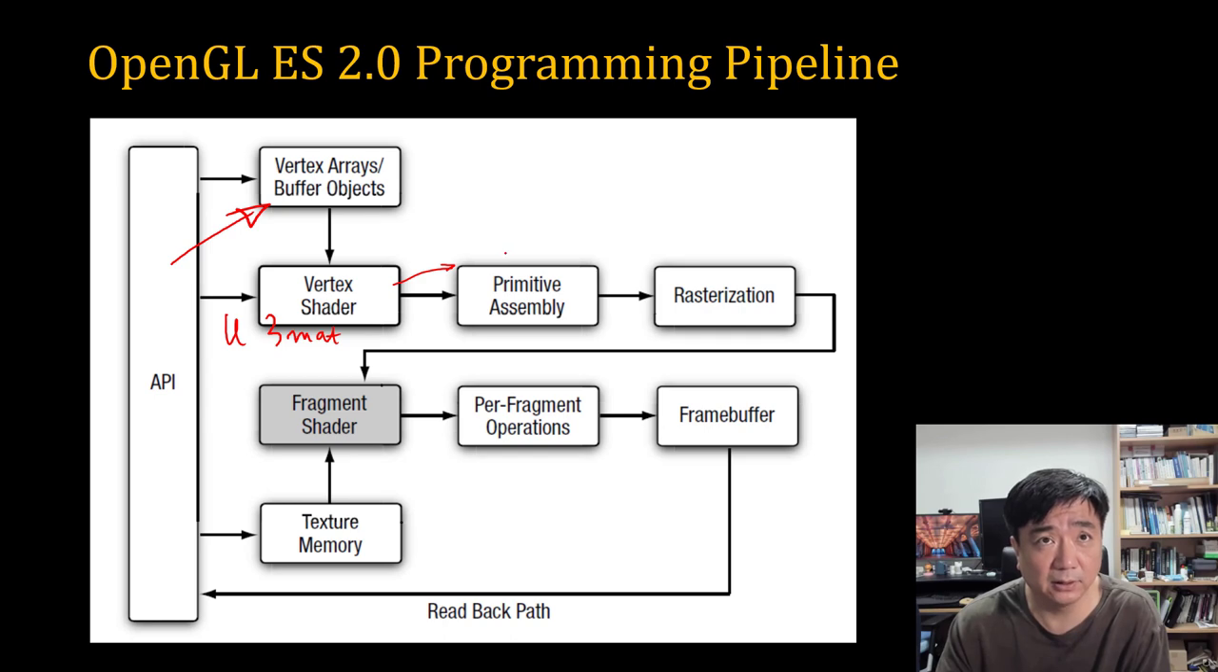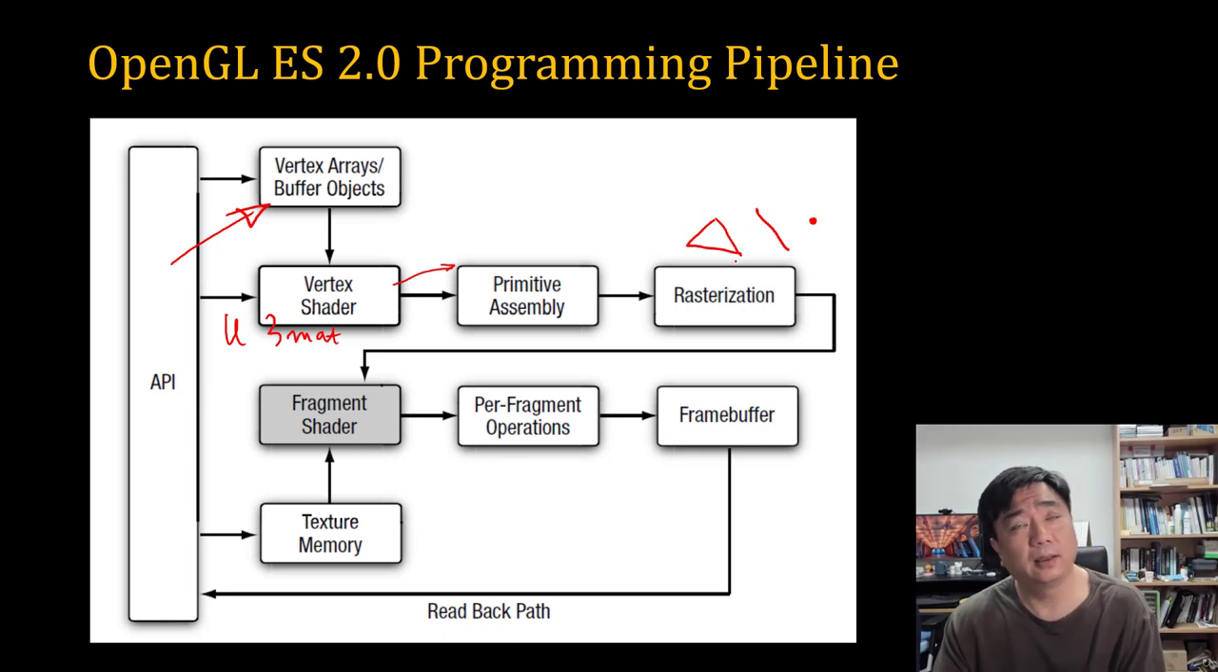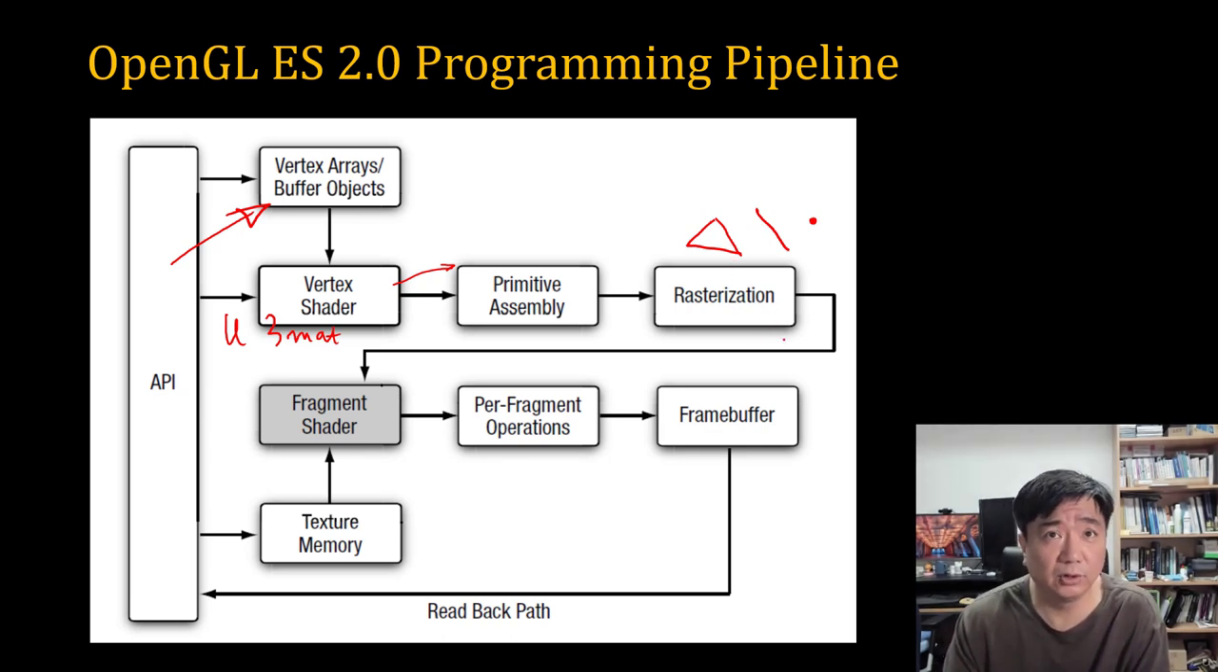In primitive assembly, there are several processes. It is projected into screen coordinates, and then rasterization. And the primitive is rendered with triangle or line or point. And then the resulting fragments go to the fragment shader. And then the fragment shader decides the color of each pixel. And then there is some kind of operation. Its name is per fragment operation. Per fragment operations control the final result of rendering, and then it is stored in the frame buffer.